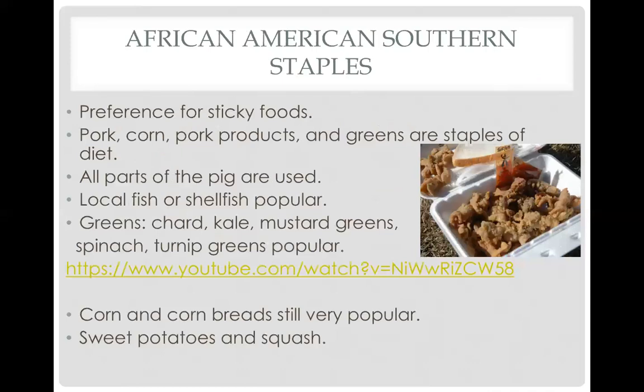They do have a preference for sticky foods such as porridges, grits, stews, and soups thickened with okra, if you haven't noticed by now. They do have a preference for pork, corn, and pork products, and these are considered staples. They also enjoy greens, and greens are definitely a staple part of their diet. They're not just plain greens, though, as we would think of healthy leafy greens. They start out healthy, but then they're added salt pork, fat, bacon, ham, and sometimes butter or lard. When they enjoyed pigs, like I said, they ate all parts of the pigs. I mentioned the tails, the chitterlings. They would also eat the feet and the ears.